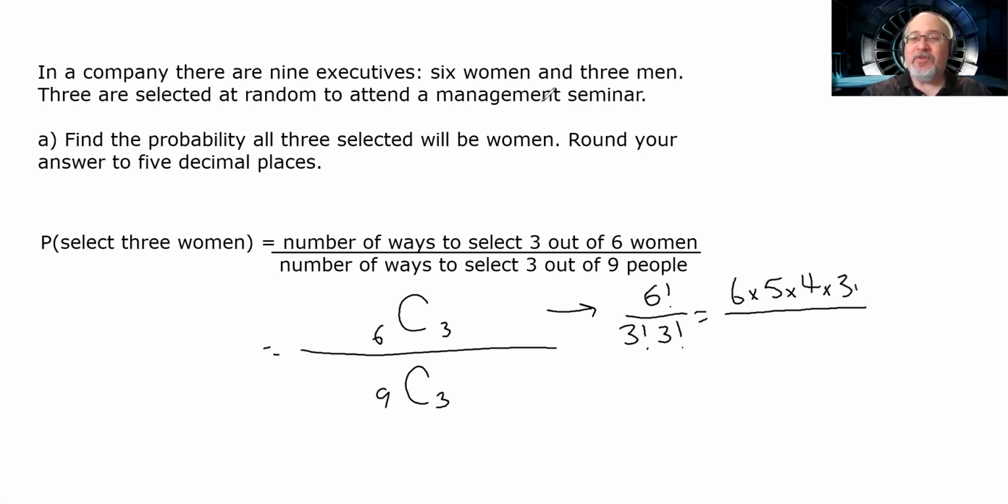Normally I would use ellipses, but there's only one number between 3 and 1, so there's really no need for ellipses there. In the denominator, we have 3 times 2 times 1, twice.